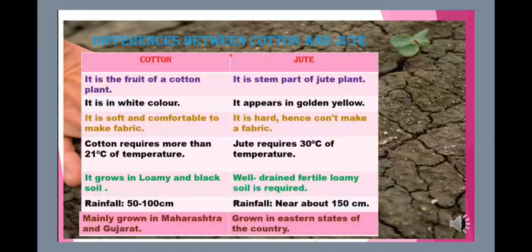So there are many types of natural materials and fibers. The most commonly used fibers are cotton as well as jute.